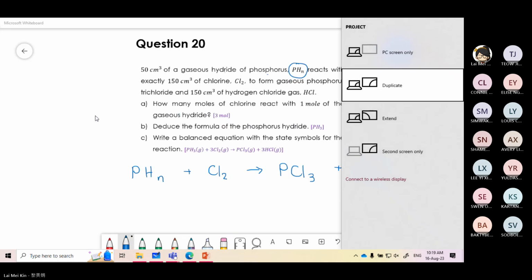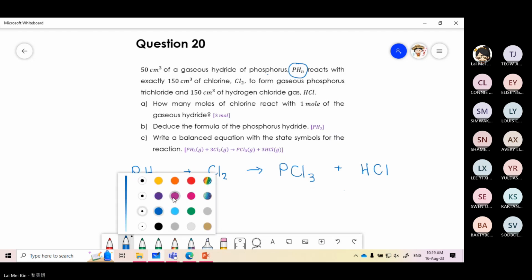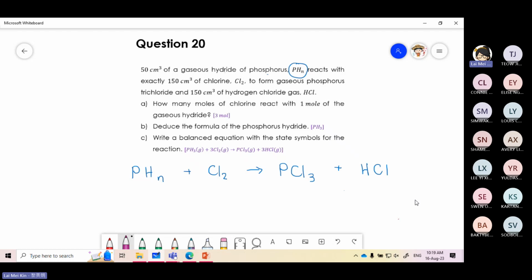Okay. All right. So PHn, phosphorus hydride, plus chlorine Cl2, gives phosphorus trichloride, phosphorus with 3 chlorine, and hydrogen gas. Yes, you get it? Very good. Anyone else? I'm very happy when students are able to get it from one example or on their own. Okay, and then let's try to plug in the volume.